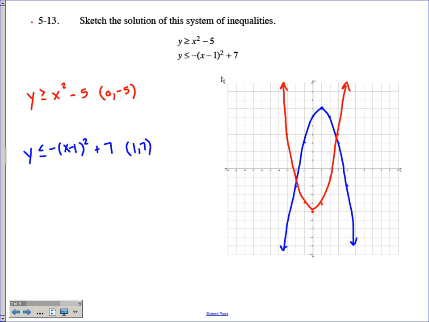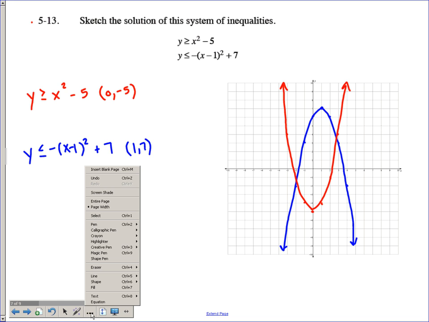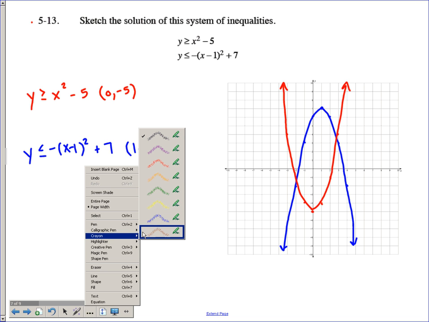So I've got my two parabolas graphed. Now let's talk a little bit about the solutions to the inequality parts of it. So I'm going to get out something to do a little bit of shading. You should as well. I like to use crayons here, so let's do red.